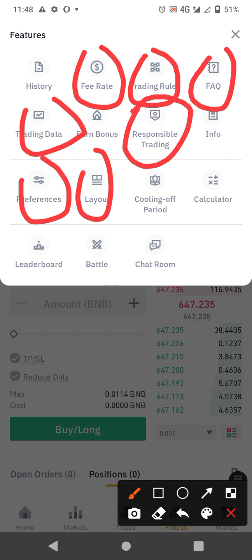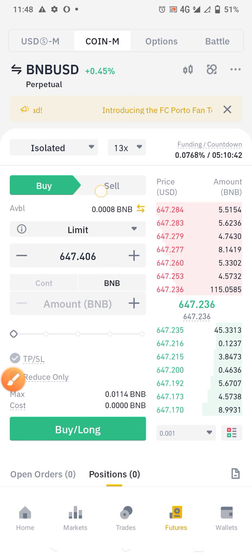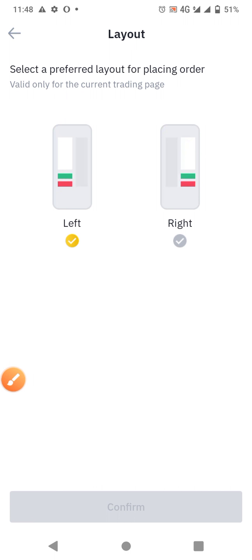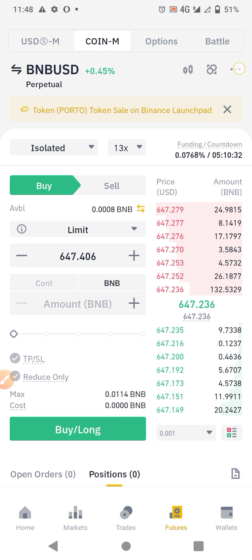Now, if you want to change the view, you can just click on the layout. You can see mine is at the left. If I want it to be at the right, I can put it at the right. Are you getting me? So now let's just go back to the calculator. And this is the calculator.